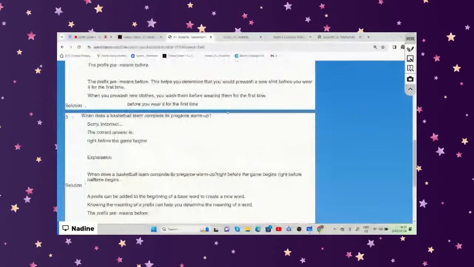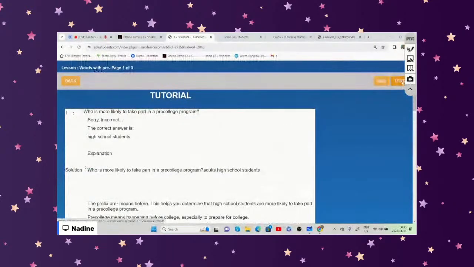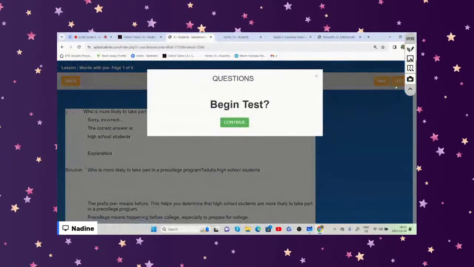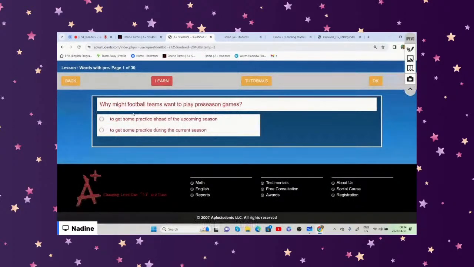All right, so now we're going to our test. Remember, we said that a prefix, right? It is a word part that is added in front of a base word. And a base word or root word is a word that can stand on its own. So once that prefix is added in front or at the beginning of the base word or the root word, it changes the meaning of the word.